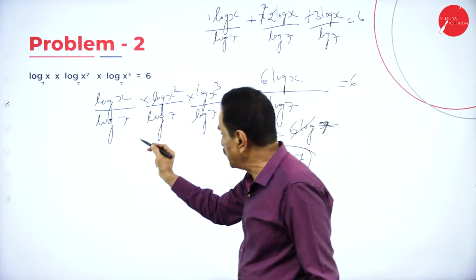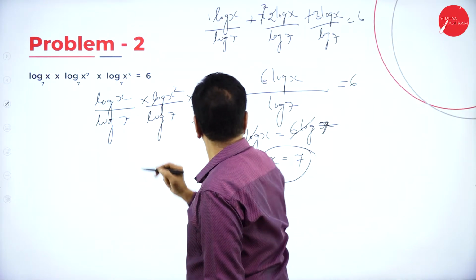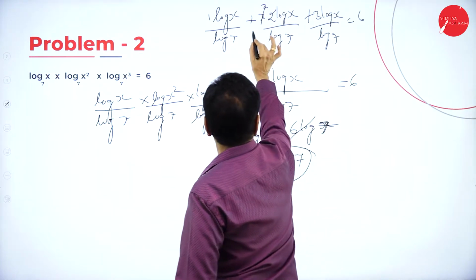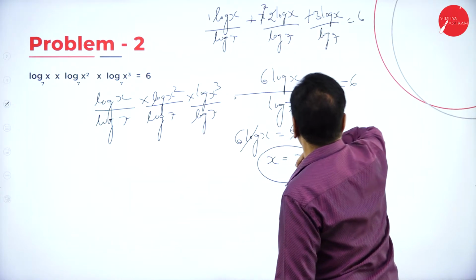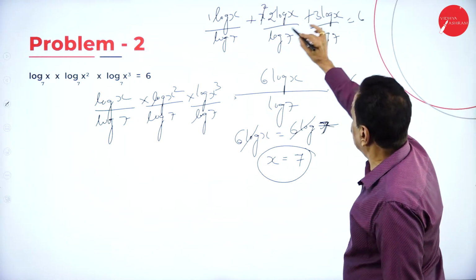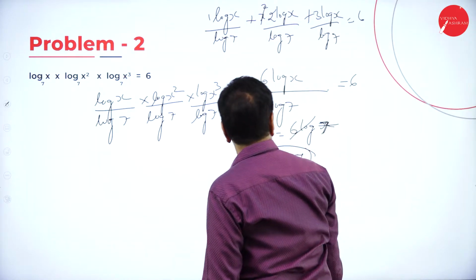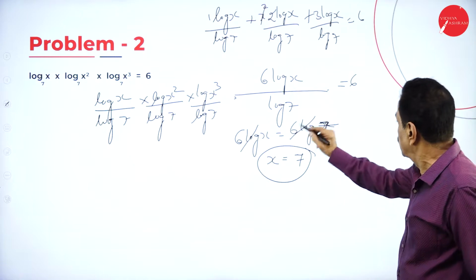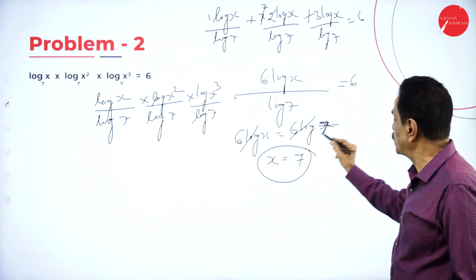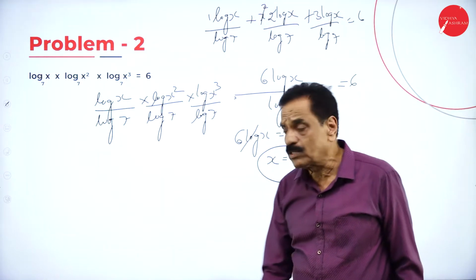So log x divided by log 7, then 2 log x divided by log 7 plus 3 log 3 plus 2 log x common, log x plus 2 log x plus 3 log x, it is 6 log x is equal to 6. 6 log x is equal to 6 log 7, x is equal to 7.